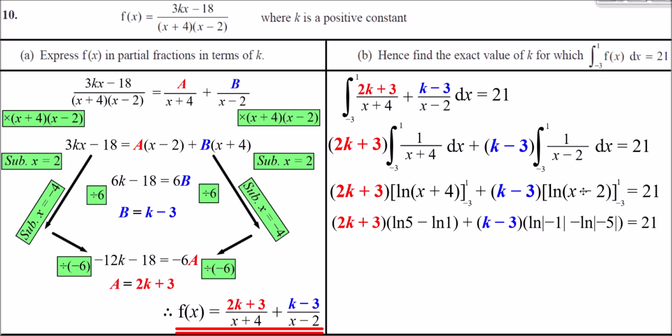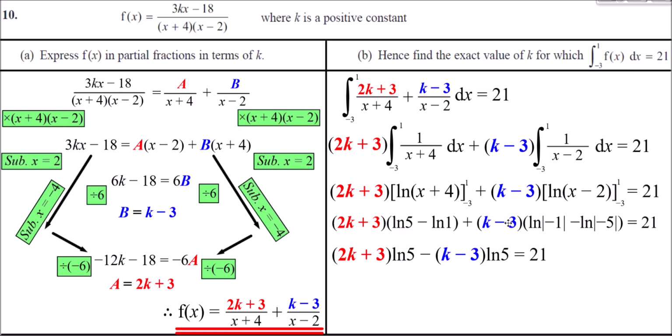And when x is 1, ln of 1 minus 2 is ln of mod minus 1. And then we minus off when we put the lower limit of minus 3 in. That's minus ln of mod minus 5 equals 21. Now ln of 1 and therefore ln of mod 1 are equal to 0. So we can set these terms equal to 0 and simplify slightly further to this step. So this gives us 2k plus 3, that'll just become ln 5. And over here, we're going to get minus k minus 3, and that's going to become ln of mod minus 5.